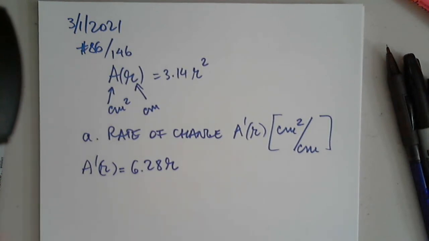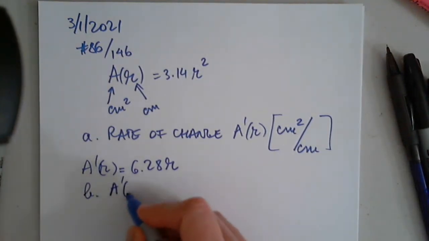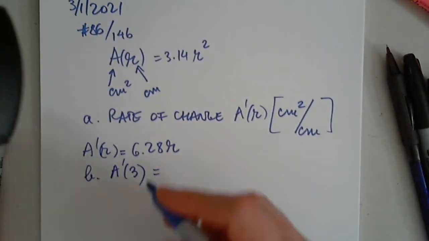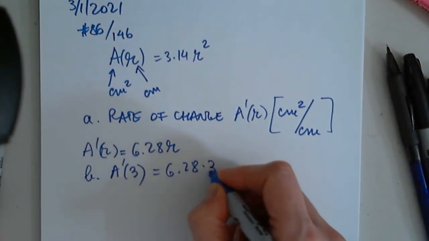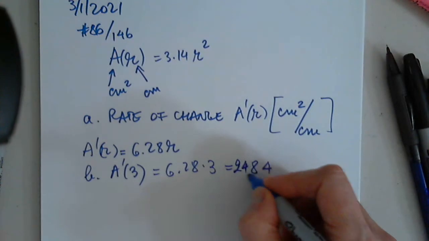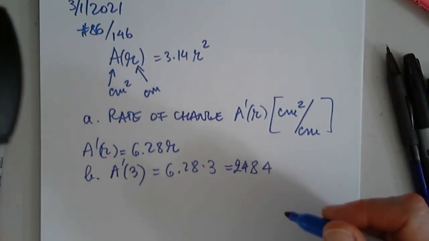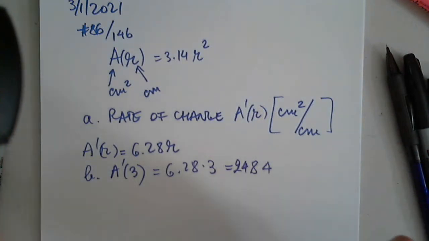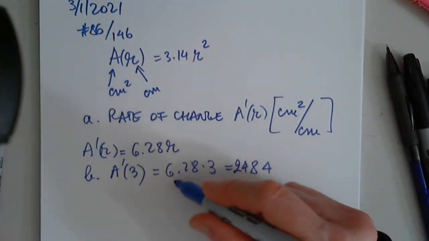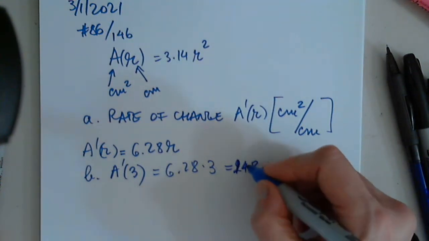This is part A. Part B, find A prime of 3. So A prime of 3, I plug in 3, 6.28 multiplied by 3. And I got 24.84. Oh, I'm sorry, I multiplied by 8 instead of 6. Sorry. What is it? 18.84. Yes, of course.